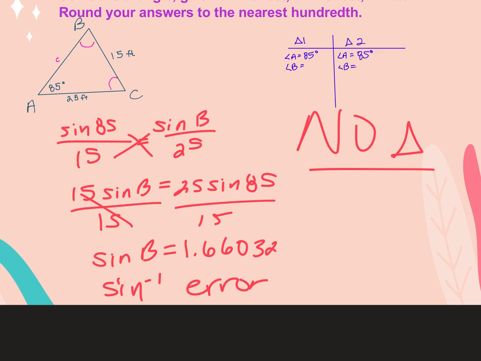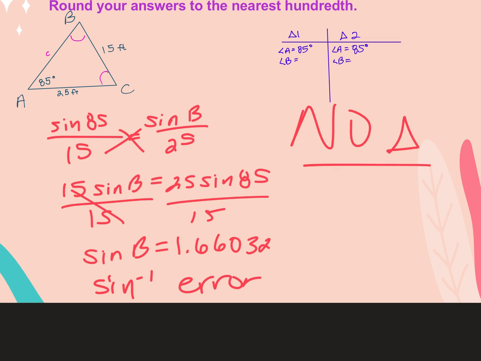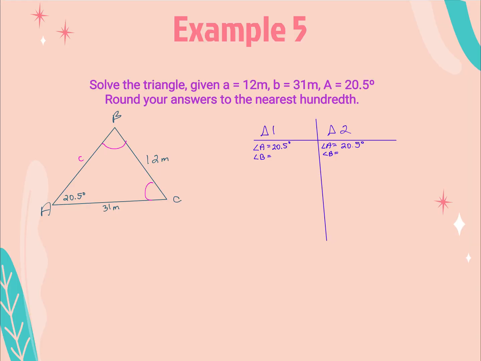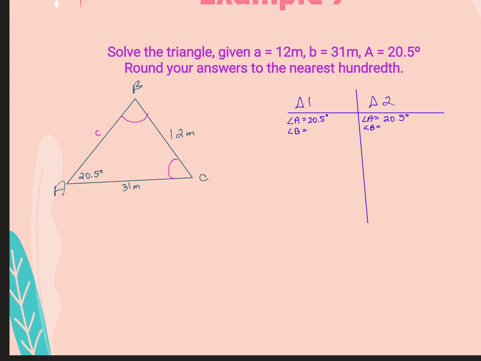So when you get an error message in your calculator, it's like, oh, wait a second, the information they gave me does not form a triangle. If I put error, I get no, correct, because the answer is no triangle. It's going to say solve the triangle. You would say there's no triangle. All right, let's do another one. Let's do 5 and 6, and then I'll leave you guys alone till tomorrow.